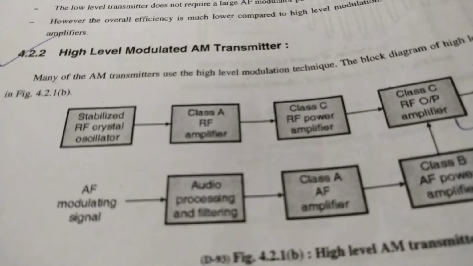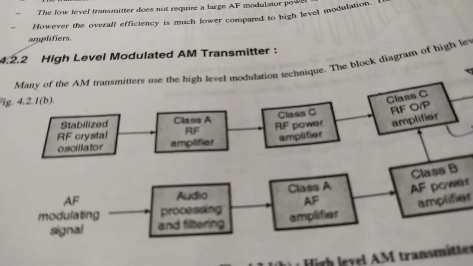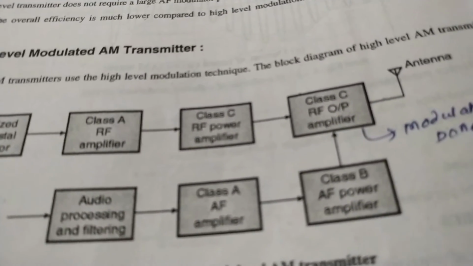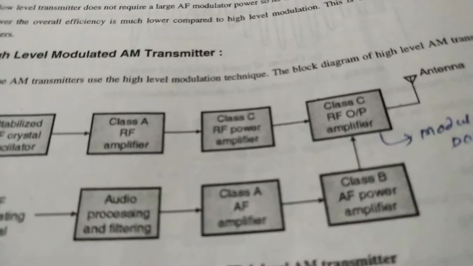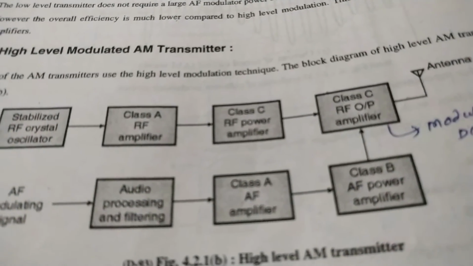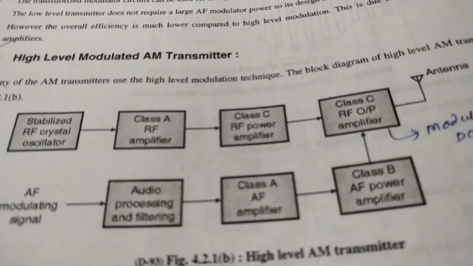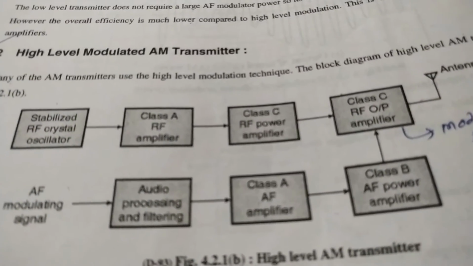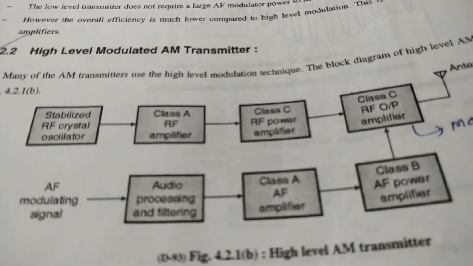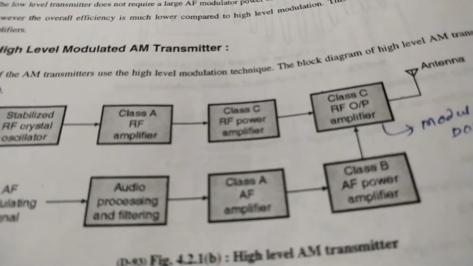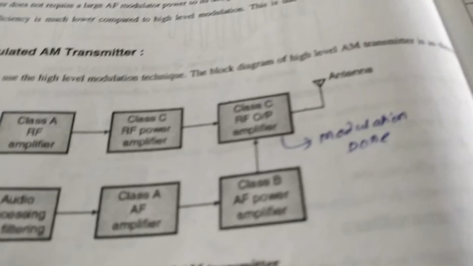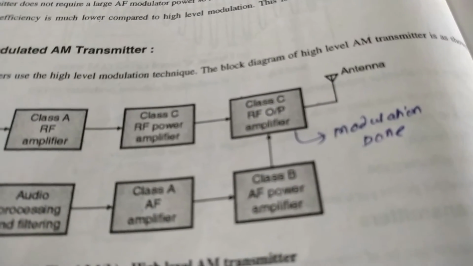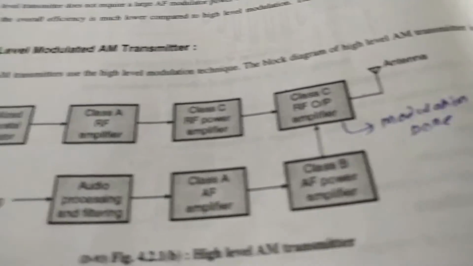So the carrier signal is generated by the stabilized RF crystal oscillator. Then the two amplifiers that we use, the class A and the class C, are used to generate efficient quality and minimize the distortion in the carrier signal, generating a good quality carrier signal and transferring it to the class C output amplifier. Here the class C output amplifier is called the modulator block.